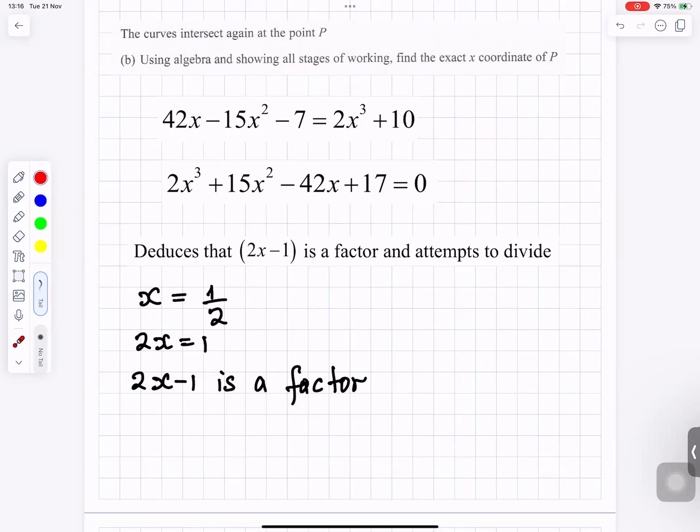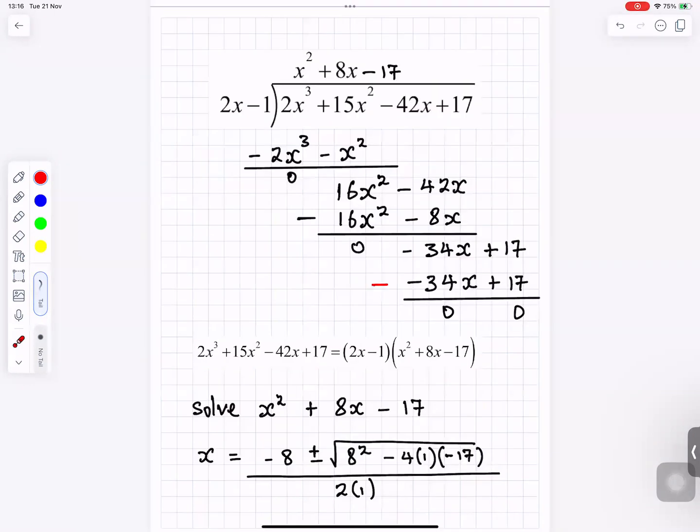So now we have to deduce that 2x minus 1 is a factor because we had x equals a half. We take 2 to the right, it becomes 2x. Take plus 1 to the left, it becomes 2x minus 1. So 2x minus 1 is a factor. And we do long division.